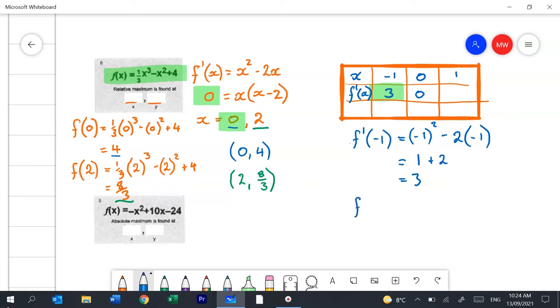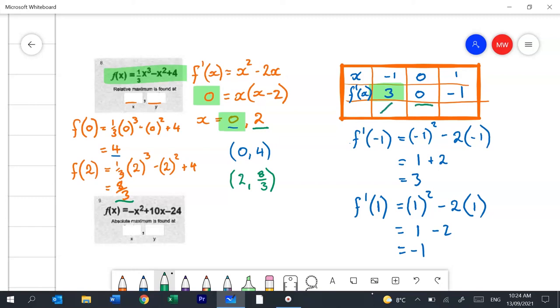And then if we test when x is 1, then we've got x squared minus 2 times x. So now we've got 1 minus 2, which is minus 1. This value is minus 1. And we write them in. We've got a positive gradient. We've got a gradient of nothing. It's not going up or down. And then we've got a negative gradient here. All right, so this one is our maximum. And this is going to be the answer.